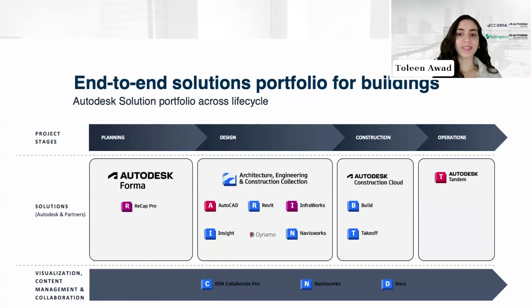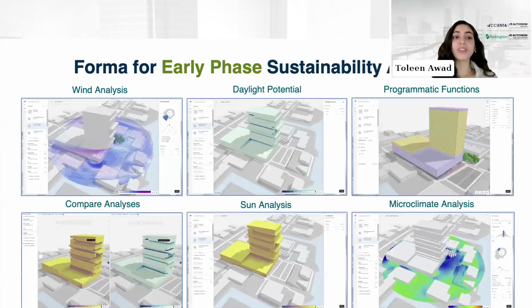So if we move next, back to Forma. With Forma, we can create different analyses such as wind analysis and daylight potential. You can also create programmatic functions. You can compare analyses together. So this is more for the proposal phase, when you're dealing with clients and you want to show them different proposals. You can show them the sun analysis, for those who live in Dubai and know the struggle. You can also create a microclimate analysis as well.